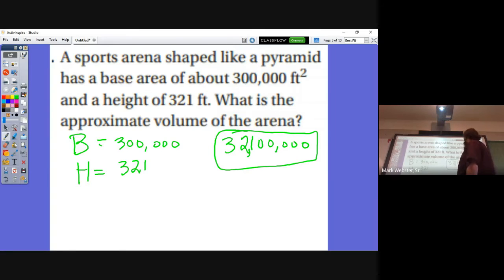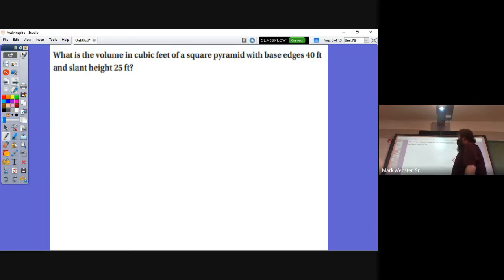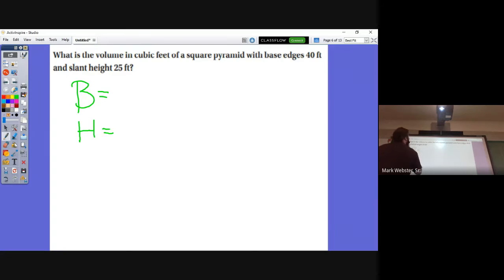Or volume, right? Feet cubed. That's a lot of feet. Same idea, right? Now, they don't just give it to you, but it's a square pyramid. It tells you the base edges, and it tells you the slant height. So this is the part where we have to do some stuff. Oh, no! Area of the base, and we want the height, not the slant height.